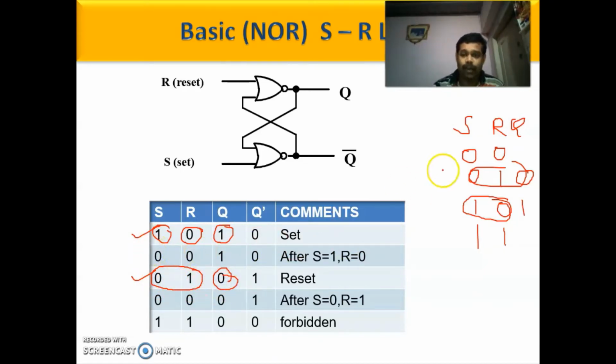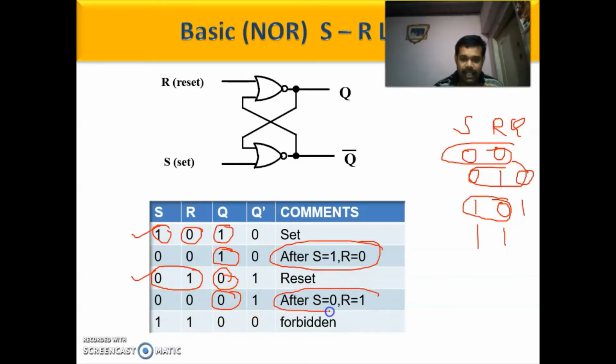Then both the inputs are 0. When both the inputs are 0, you will get Q as 1 if the 0 0 comes after S is equal to 1 and R is equal to 0. If the 0 0 is coming after this state, you will get Q as 1. Similarly, you will get Q as 0 if it comes after S is equal to 0 and R is equal to 1.